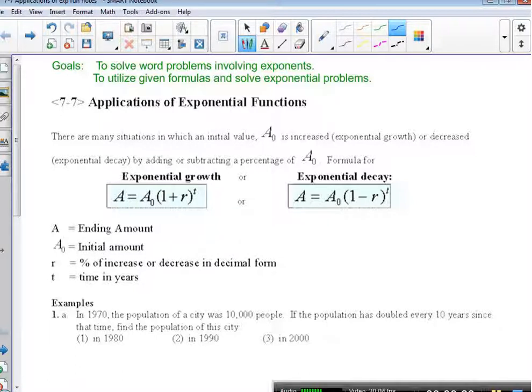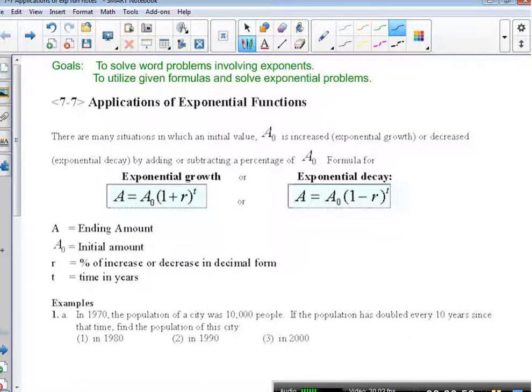The two formulas that you see, A equals A sub 0, is the way you say that, times 1 plus r to the t. A sub 0 is often used to indicate your initial amount, and then capital A would just be your ending amount. R is your percent of increase or decrease in decimal form, and T is your time in years.